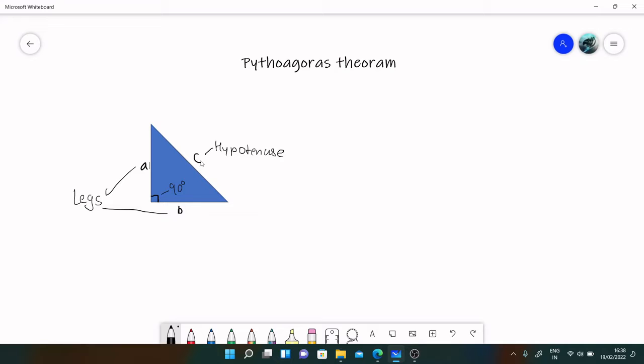The Pythagoras theorem is basically a square plus b square equals c square. A is a leg, B is a leg, C is the hypotenuse. It basically states that if you add the squares of both the legs, it will give you the square of the hypotenuse. We can change the subject of the formula to find the values of the legs too. Let us look at an example.